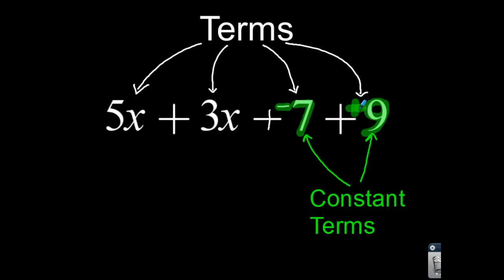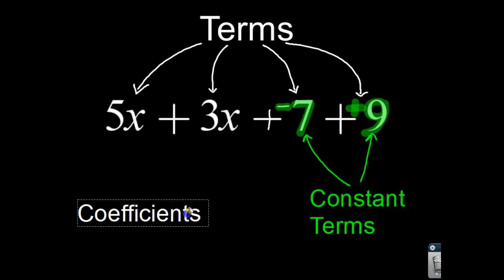Okay, these other ones, right? 5x and 3x, those are going to be my variable terms. And what I'm really going to look at here is the coefficients. Let's go ahead and turn those orange. And then we'll identify the coefficients. Now, if you remember from before, a coefficient is the number attached to the variable. It's not the actual variable itself. It's how many of those variables we have.